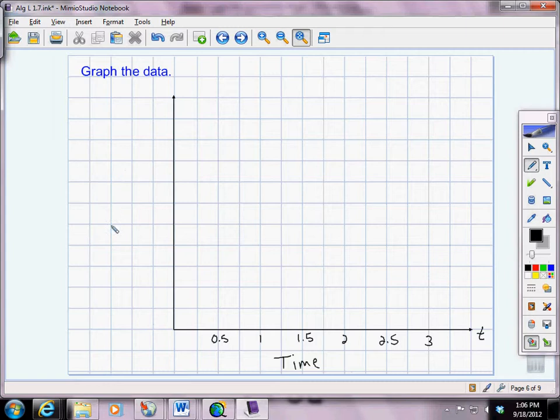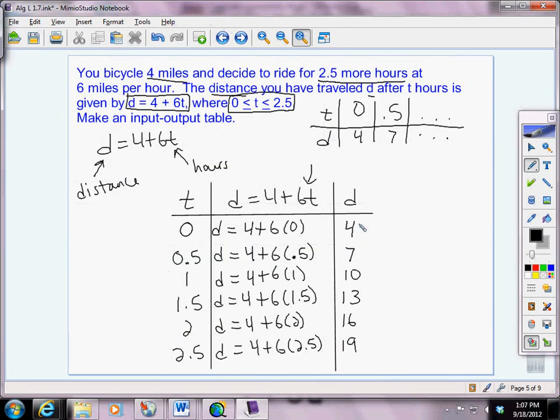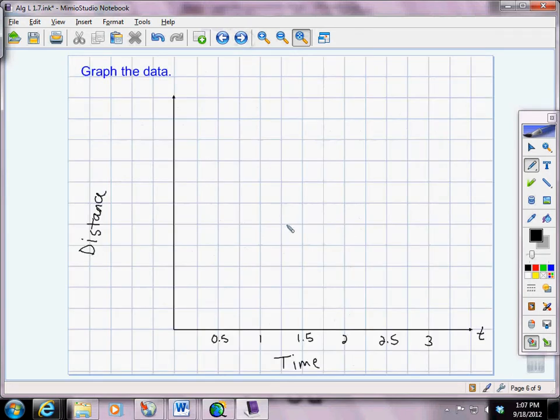Along the side here is going to be the distance we've traveled. It's always important to label our axes because then we know what we're talking about. If you look at your distances, it looks like we go from 4 miles up to 19 miles. So maybe go by 2s: 2, 4, 6, 8, 10, 12, 14, 16, 18, 20. Now the cool thing is once you have an input-output table, graphing should be very easy.